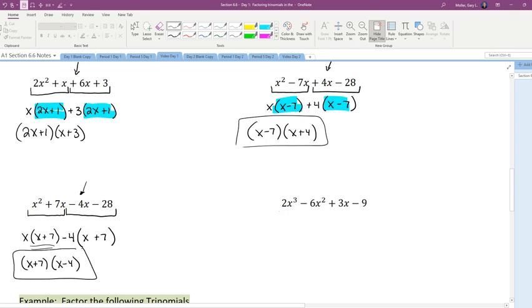And this last one, same thing, group together. I can factor out a 2x squared out of the first group, giving me x minus 3. And in the back half, I can factor out a positive 3, leaving me with x minus 3. And once again, we're done.